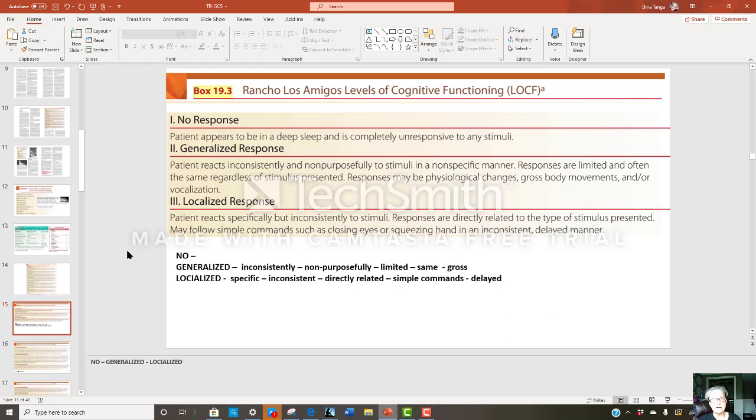Okay, no response is just the patient appears to be in deep sleep and is completely unresponsive to any stimuli. No response. 1.